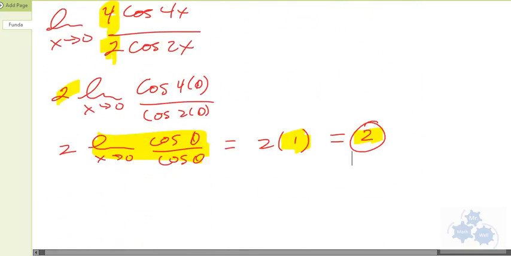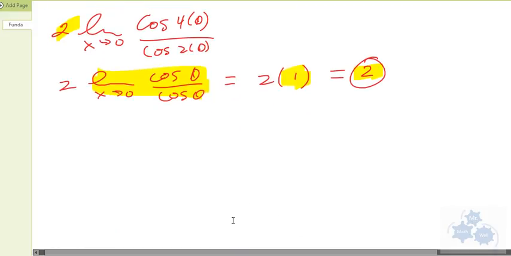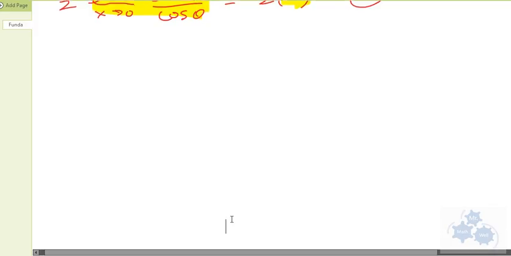Now, I am going to give you one more example, and I'm going to let you take a look at something else that's kind of cool. Not as cool as that gap discontinuity, but still pretty cool. Okay.